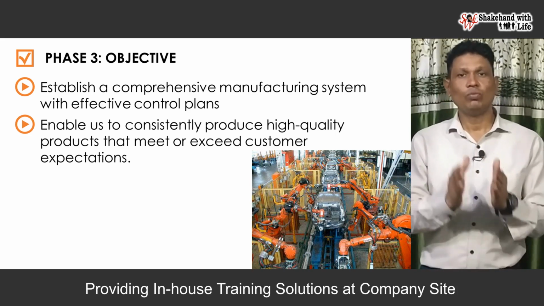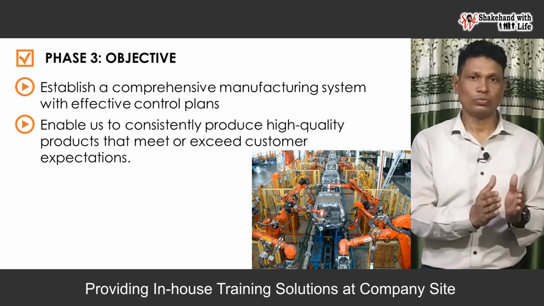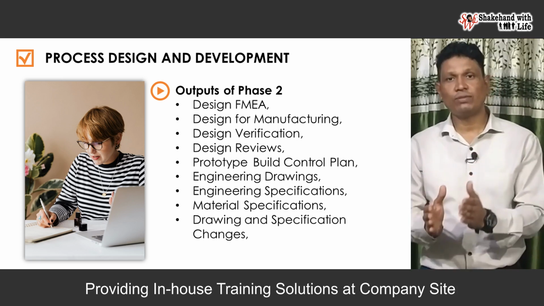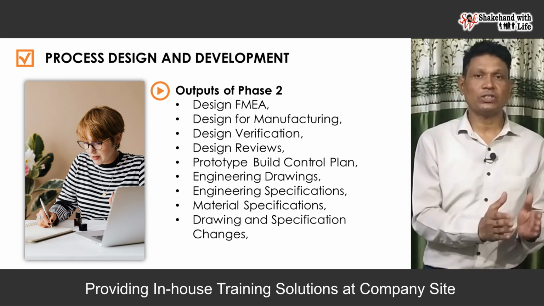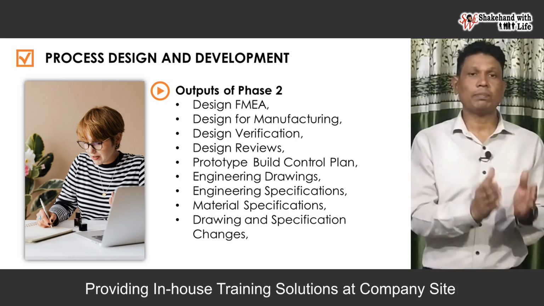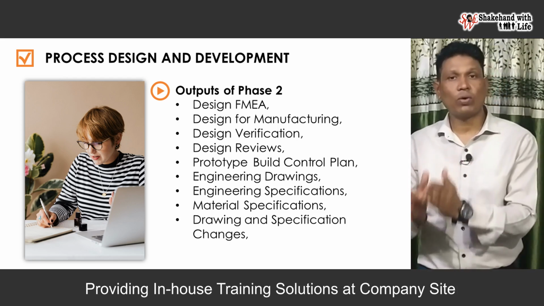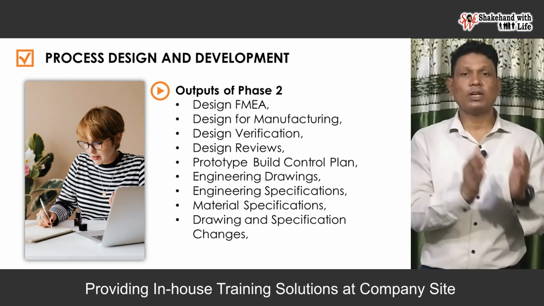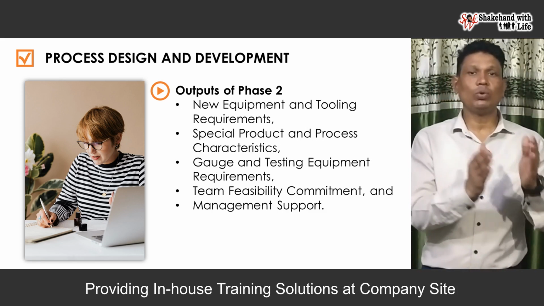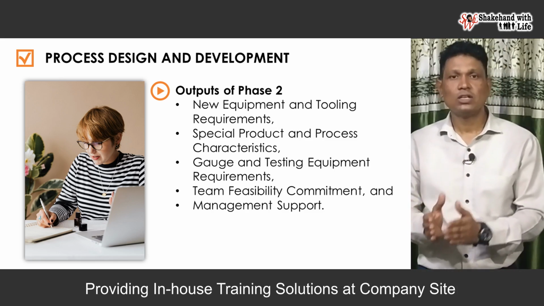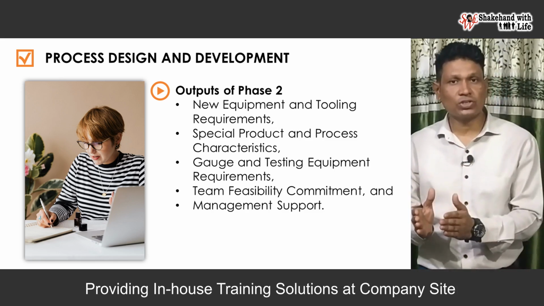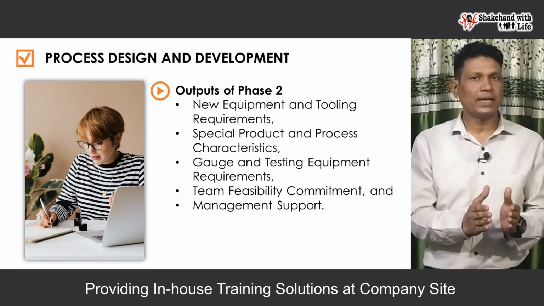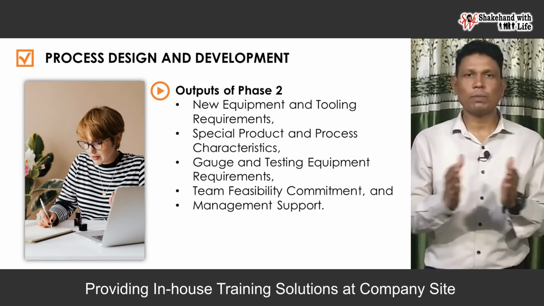In Phase 3, we build upon the outputs from Phase 2, which include crucial elements such as design FMEA, design for manufacturing, design verification, design reviews, prototype build control plan, engineering drawings, engineering specifications, material specifications, drawing and specification changes, new equipment and tooling requirements, special product and process characteristics, gauge and testing equipment requirements, team feasibility commitment, and management support.